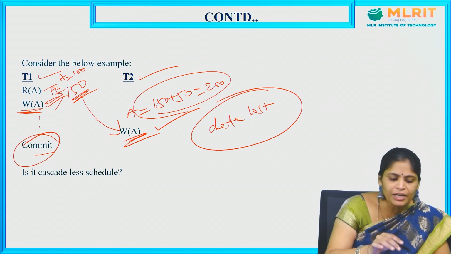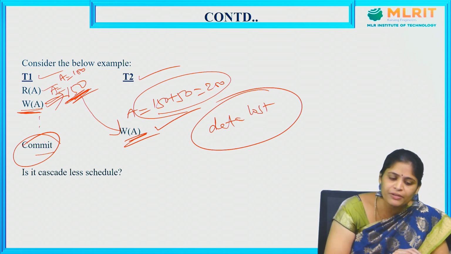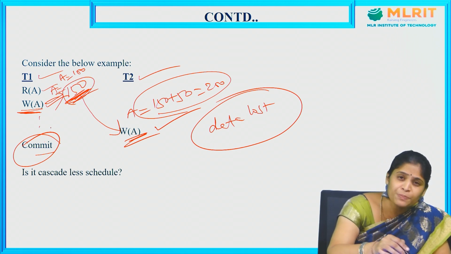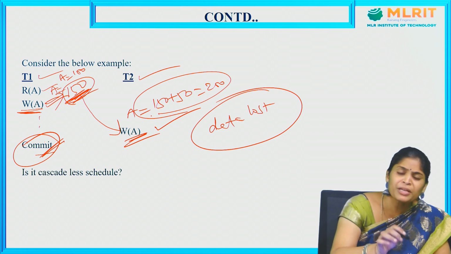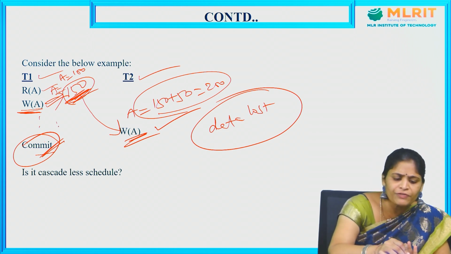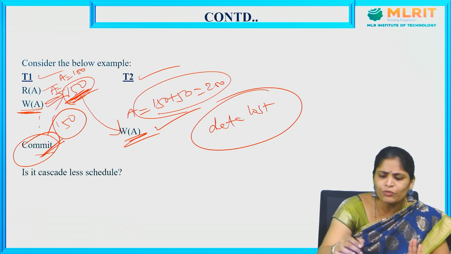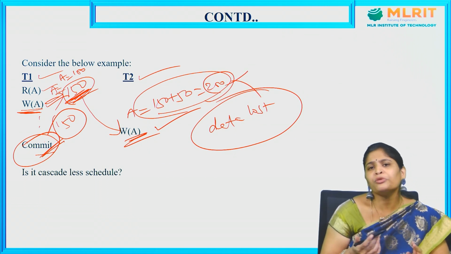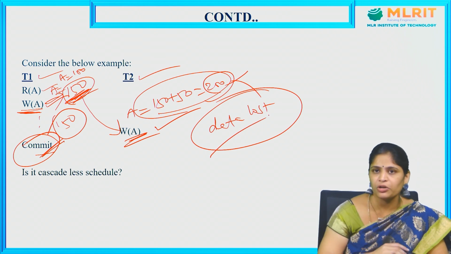Later on, T1 committed. T1 committed means in the T1 transaction, what is the value of A? The recently updated value is 150. That has been committed, meaning permanently saved. So 150 has been saved in the database permanently. Then what about the 200? The 200, which I recently updated, will be lost. That is what data loss means here.